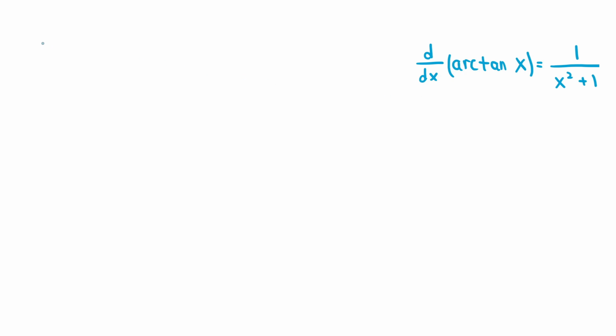So here's what we do. We first let y equal arctan of x, and the goal here is to find the derivative of arctan of x. So we would like to find an expression for dy/dx in terms of x only. If we take the tangent of both sides of this equation, we get tangent of y equals x. The next thing we should do is take the derivative of both sides of the equation with respect to x.